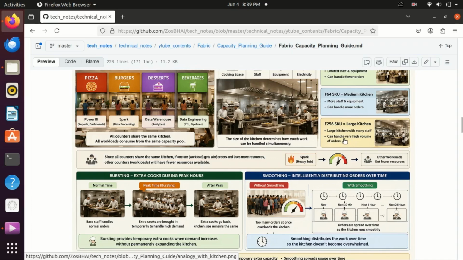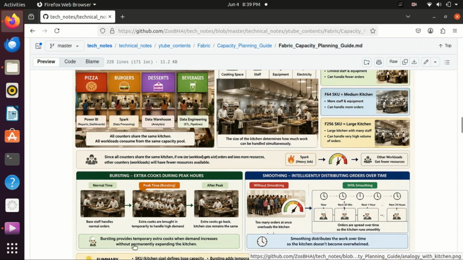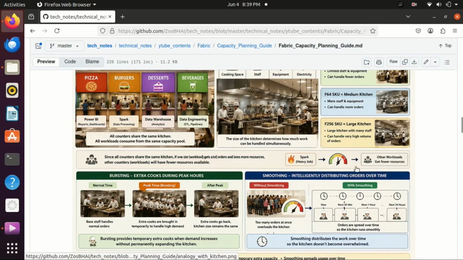Now imagine it is a peak time and suddenly customer demand increases significantly. The kitchen owner decides to temporarily bring in extra cooks to handle the surge in orders. So here, bringing additional staff temporarily to manage the increased workload. This is similar to bursting in Fabric. In bursting, Fabric temporarily provides additional compute when demand increases without permanently increasing the provisioned capacity.